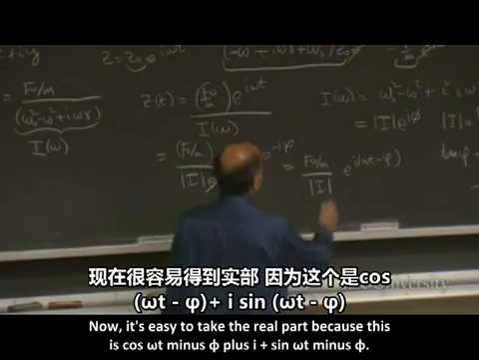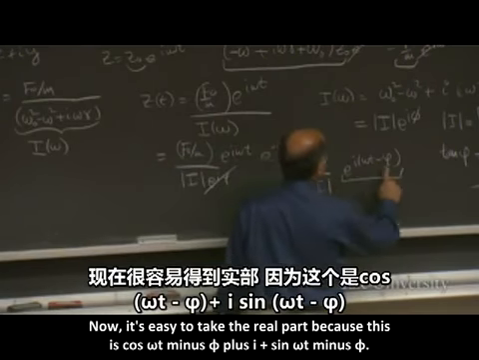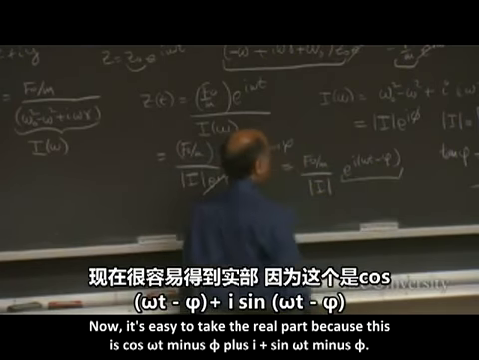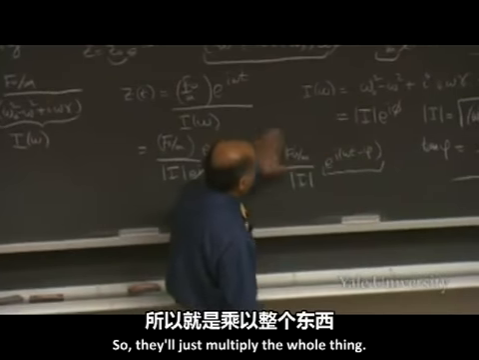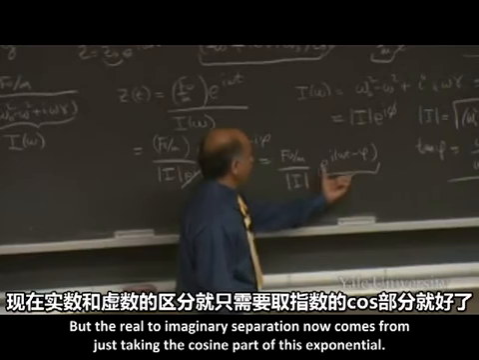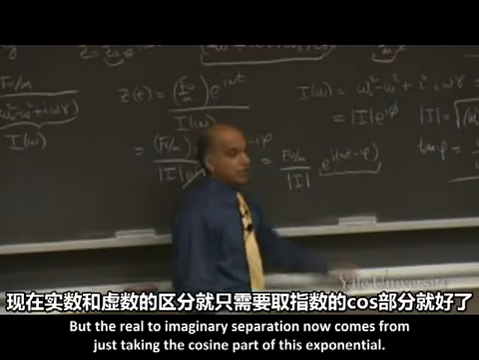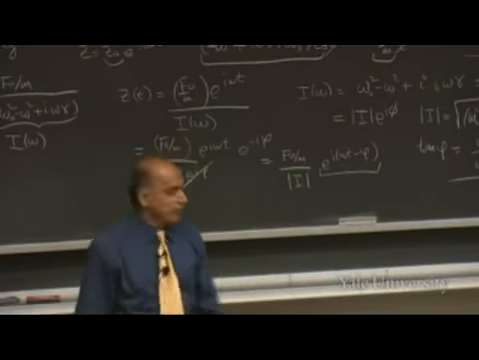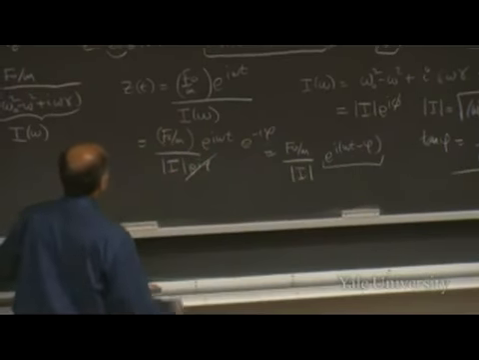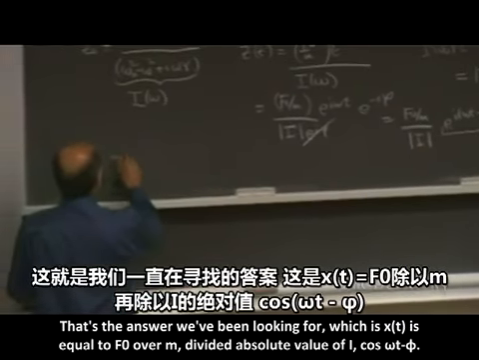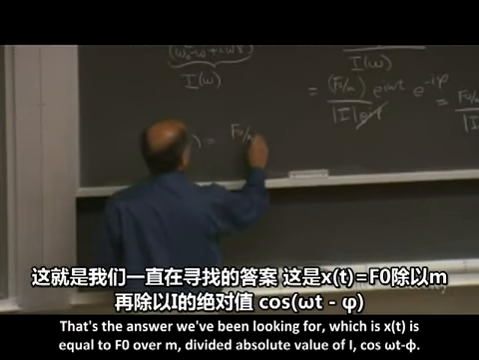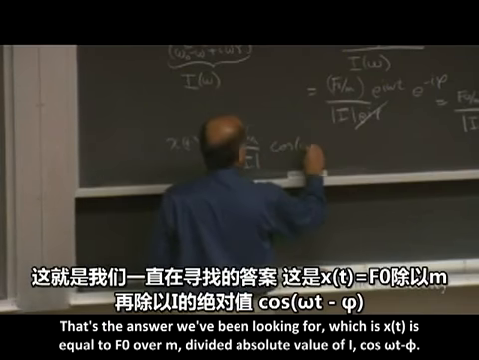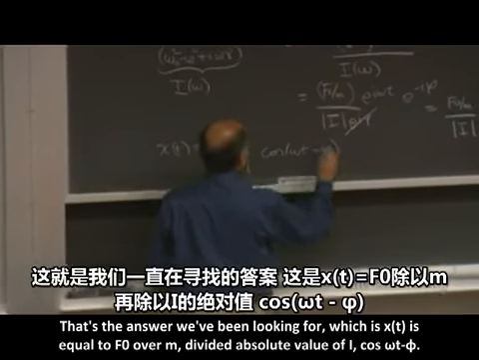Now it's easy to take the real part, because this is cos(omega t minus phi) plus i sin(omega t minus phi). These are all real numbers, so they'll just multiply the whole thing. The real to imaginary separation now comes from just taking the cosine part of this exponential. And that is our final answer. That's the answer we've been looking for, which is x of t equals f0 over m divided by the absolute value of I, times cosine(omega t minus phi).